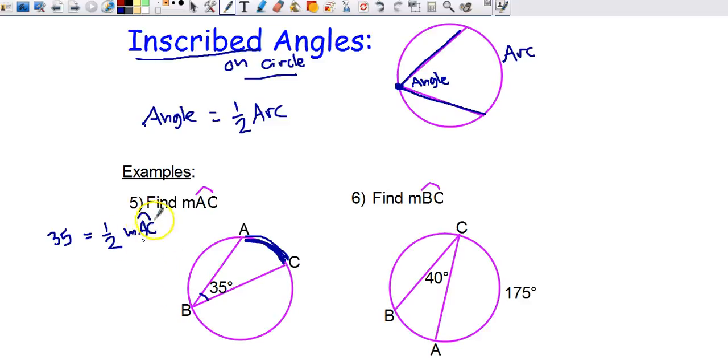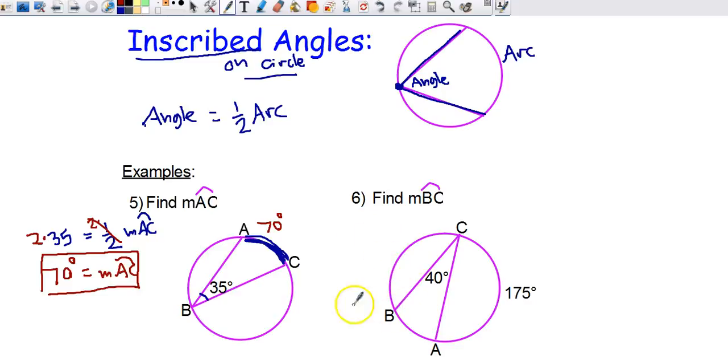So if I were to solve that for the measure of arc AC, I would just multiply the 35 times 2. So if I times 2 to both sides, canceling out that 1/2, you're going to get 2 times 35. So that's going to be 70 degrees. So this is 70. 70 divided by 2 is 35. 35 times 2 is 70. It works both ways.